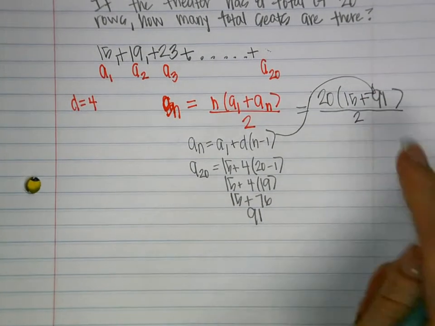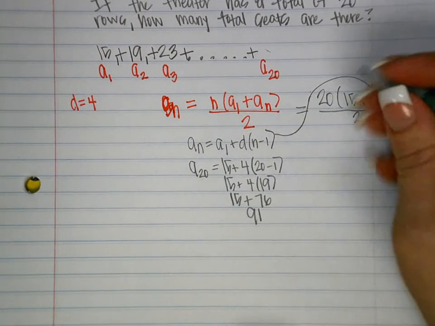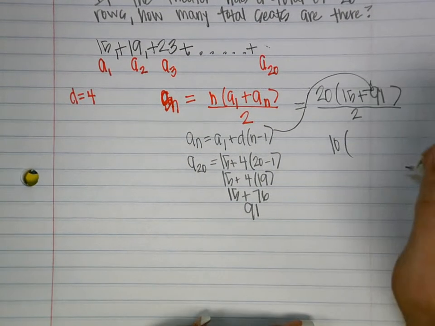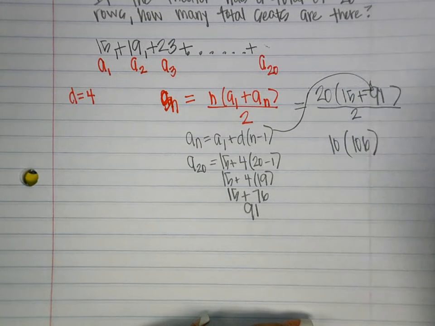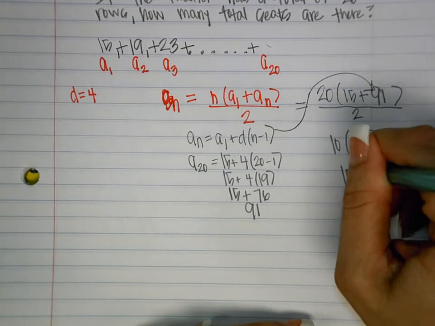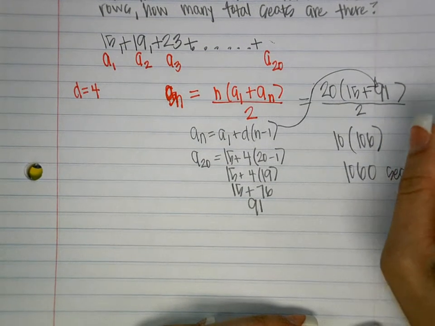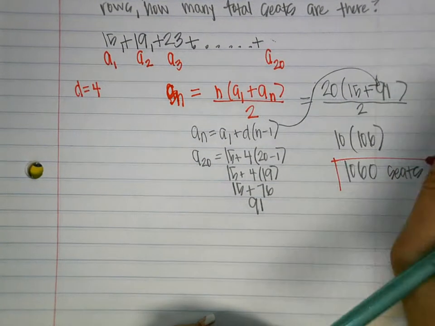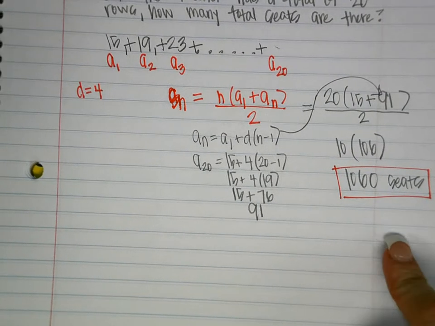Then, if you work this out, the 20 and the 2 will reduce to give you a 10 times 15 plus 91, which gives you 106. Multiply that together. Total seats, 1,060. So there are 1,060 seats. Questions on how I did that?